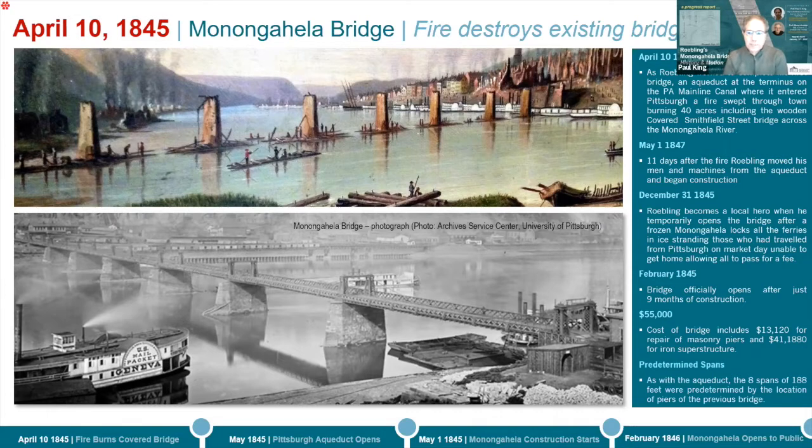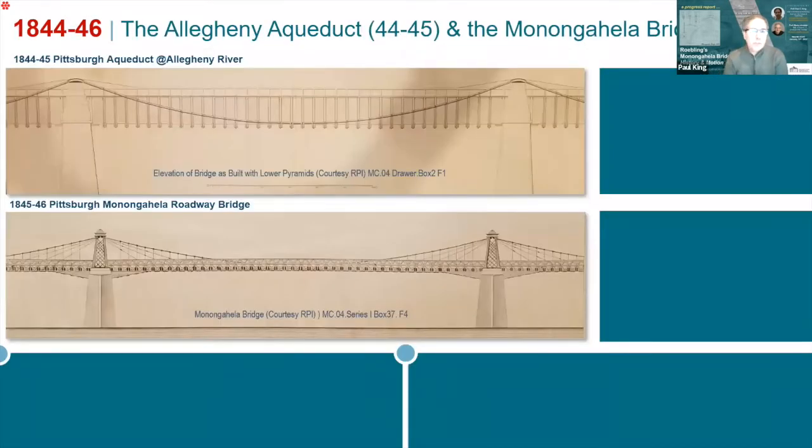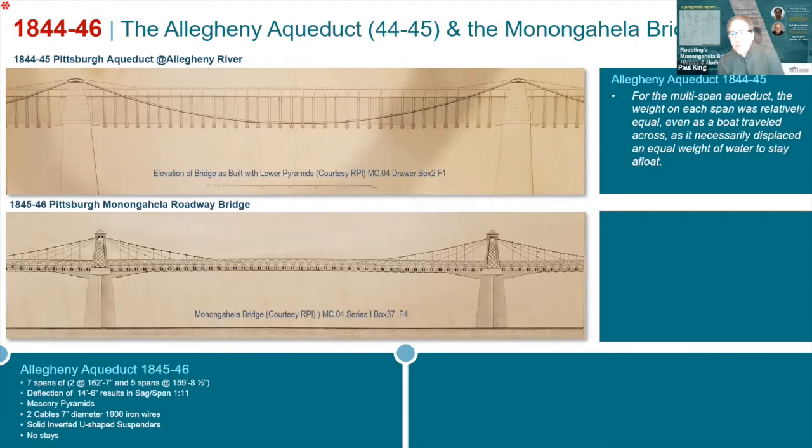And in this particular case, the spans of the bridge were predetermined at 188 feet based on the location of the existing piers. So on the top image, you see Roebling's Allegheny Aqueduct in Pittsburgh. And below that, you see the Monongahela Bridge. And the conditions of the two are similar because the aqueduct was also the replacement of an existing bridge. And as a result, the spans were predetermined. But for the multi-span aqueduct, the weight on each span was relatively equal, even as a boat was to travel across, as it necessarily displaced an equal weight of water to stay afloat.